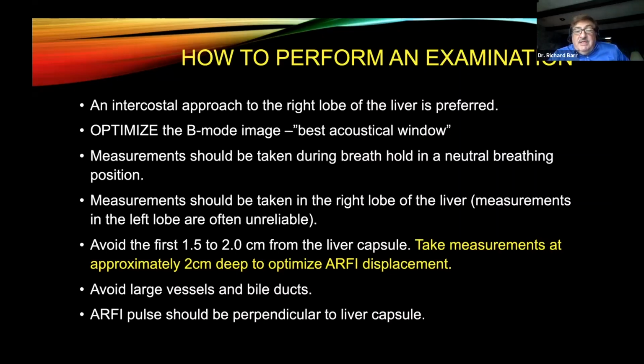Again, measurements should be taken in a breath hold in a neutral breathing position. Measurements should be taken in the right lobe of the liver, because we know that measurements in the left lobe of the liver are unreliable. We want to avoid that first 1.5 to 2 centimeters from the liver capsule. We try to take this relatively the same. So again, for reproducibility, if a patient comes back, and for reproducibility between people doing it in your lab, if you all take it about 2 centimeters below the liver capsule, that kind of standardizes where you're doing the measurements. We're going to talk about why that's important in a future slide.